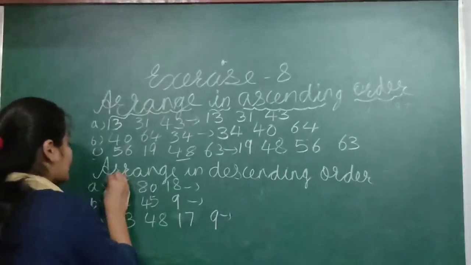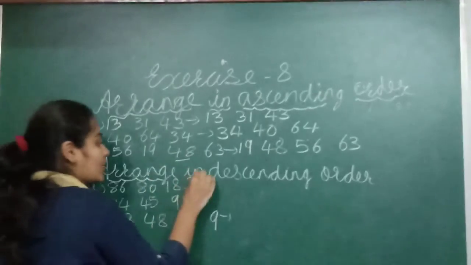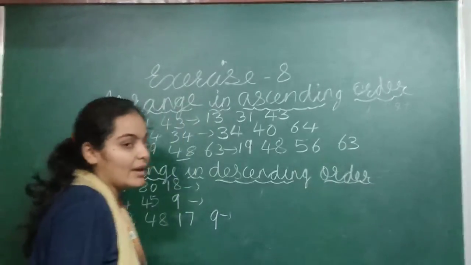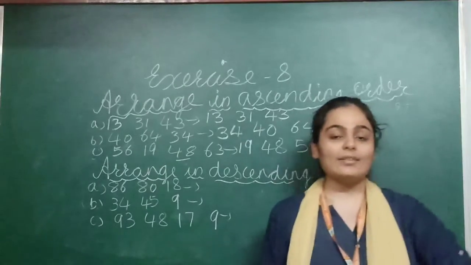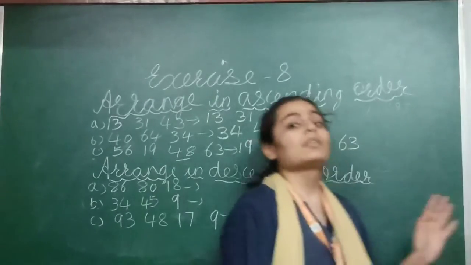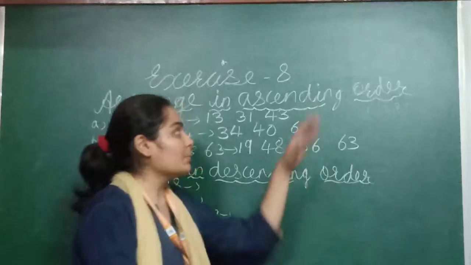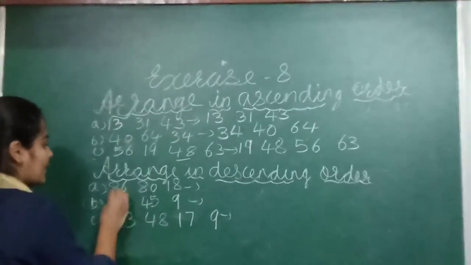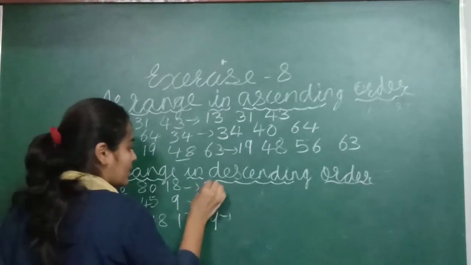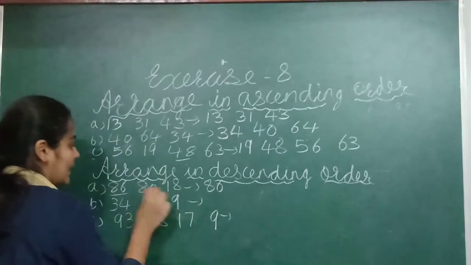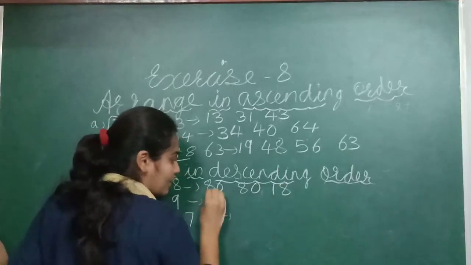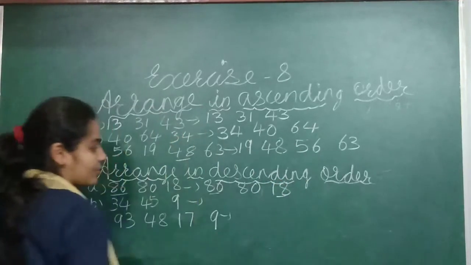Now exercise 2. Arrange in descending order. What is the meaning of descending order? From biggest to smallest. Biggest to smallest, opposite of ascending order. So which number is biggest? 86, then 80, then 18. So this is the biggest, this is the smallest.